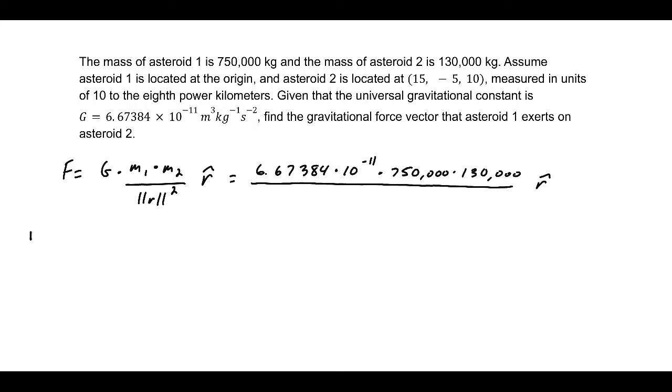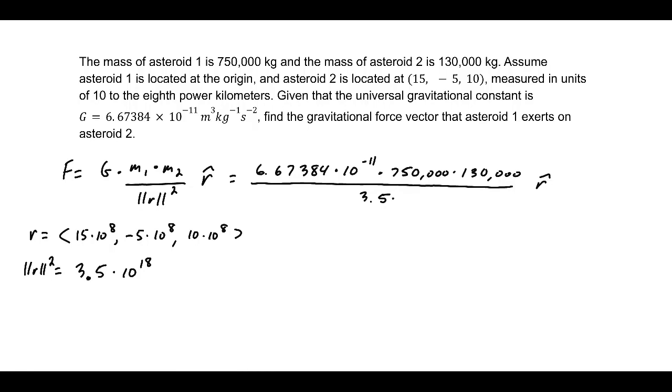Well, first, let's just note that r is the vector 15 times 10^8, comma, negative 5 times 10^8, comma, 10 times 10^8. So the magnitude of this squared is equal to (15 times 10^8) squared plus (negative 5 times 10^8) squared plus (10 times 10^8) squared, and that is equal to 3.5 times 10^18.